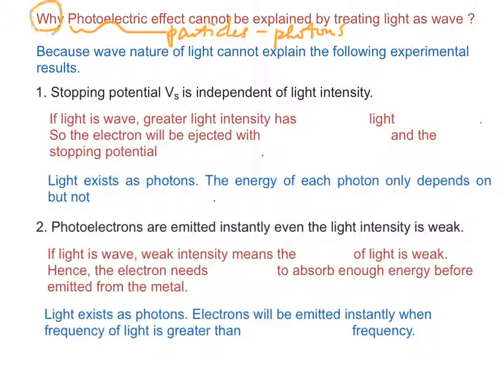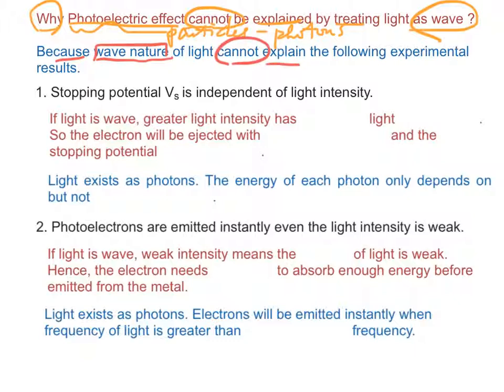The photoelectric effect cannot be explained by treating light as a wave. The reasons are that the wave nature of light cannot explain the following experimental results. First, the stopping potential Vs only depends on the frequency of light, but it is independent of the light intensity.